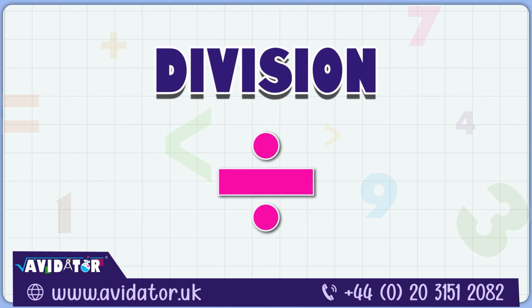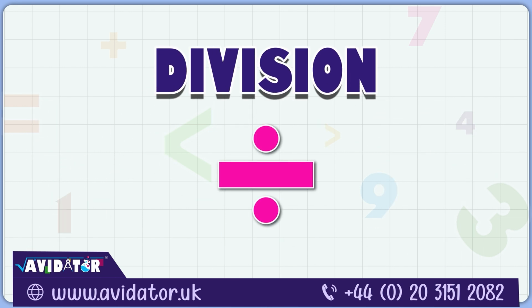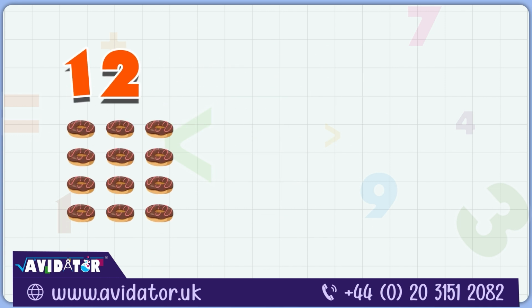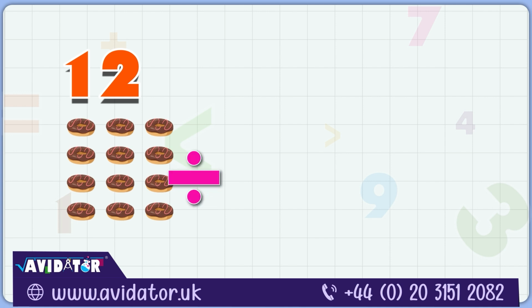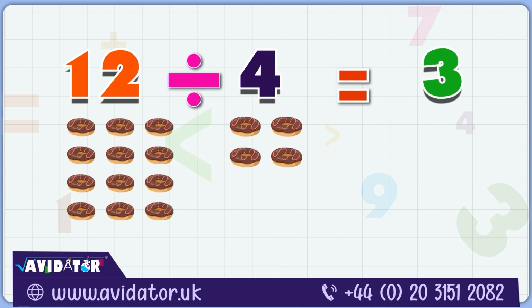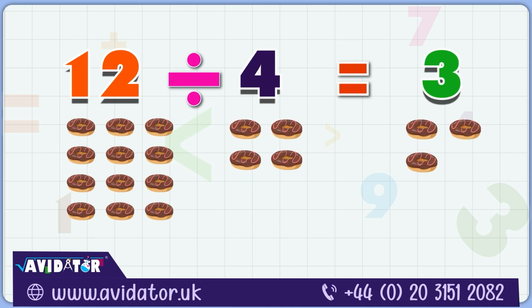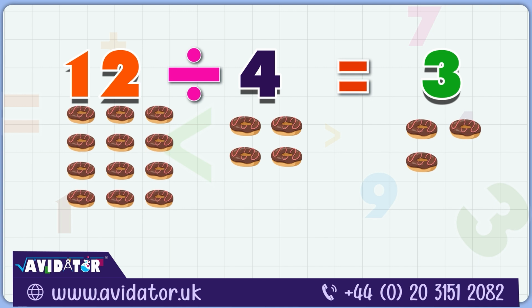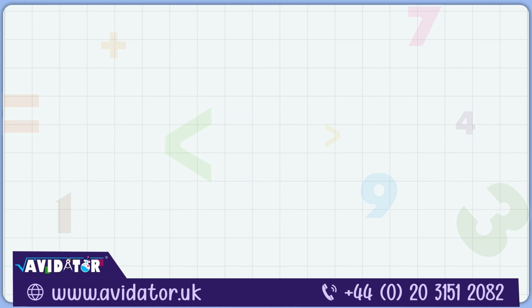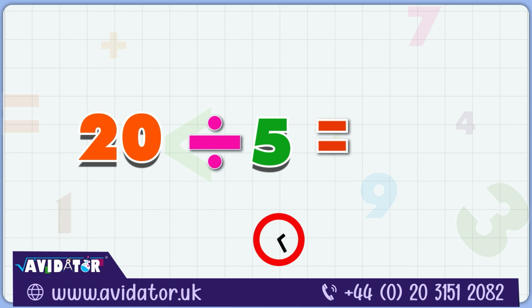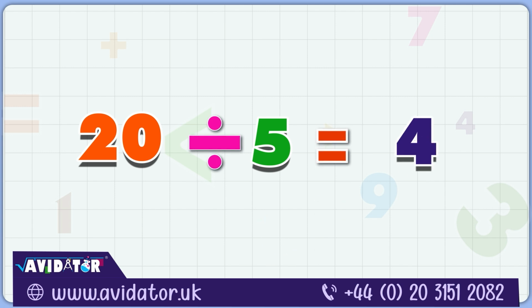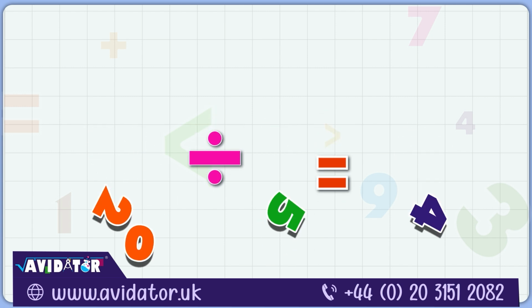Finally, we have division. Division is about splitting a number into equal parts. Let's say you have 12 sweets and you want to share them equally among 4 friends. You divide 12 by 4 to get 3. The answer in division is called the quotient. Let's try one together. What's 20 divided by 5? The answer is 4. Great work.